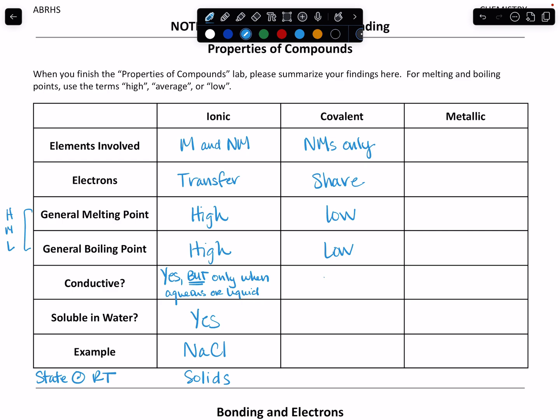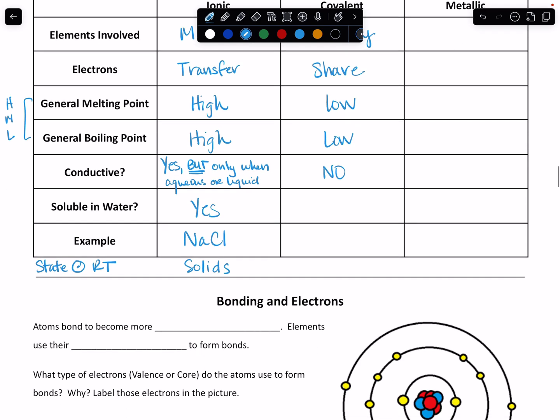Are they conductive? No. There's no ions present, so they are non-conductive. Are they soluble in water? Some of them are. We're going to learn that the intermolecular forces are also going to be very important to determine solubility. So some of them are. And then state at room temperature, these tend to be liquids or gases. You don't have a lot of solid covalent molecules at room temperature. They tend to be liquids or gases.